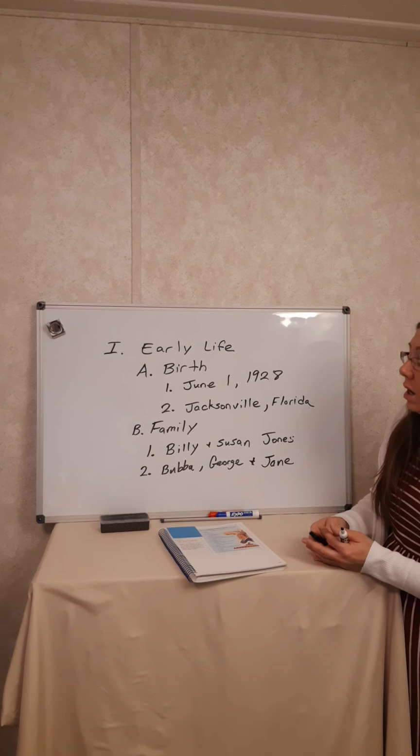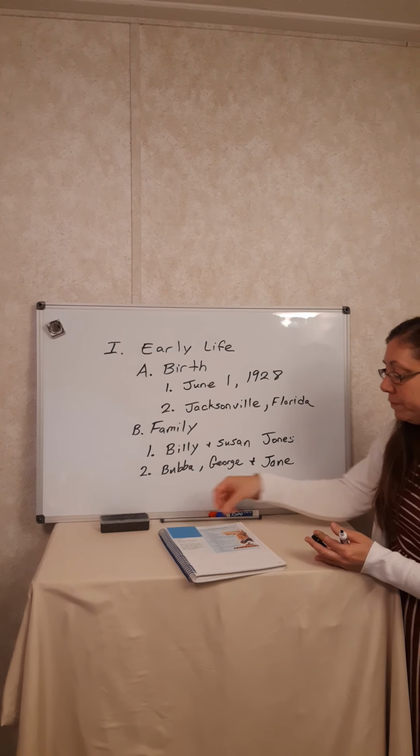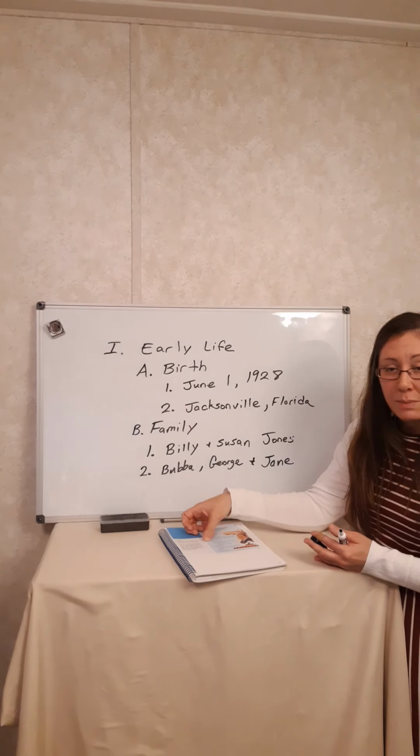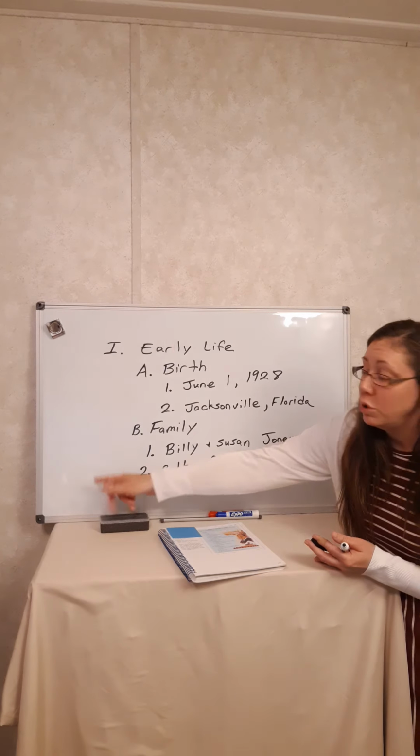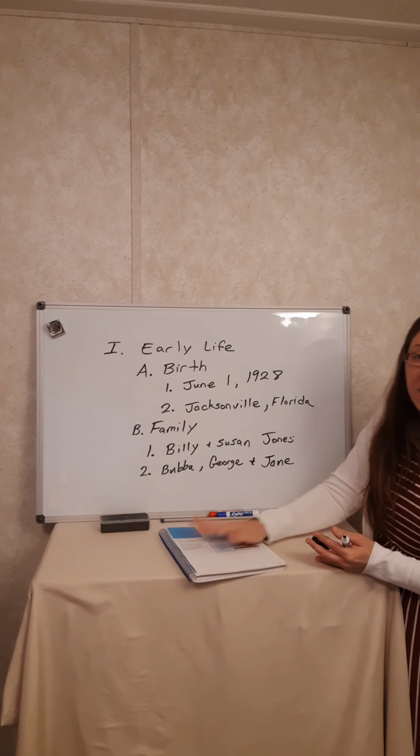Super important. Later you'll get into their achievements, that type of thing. Their achievements, that's Roman numeral 2, and again it'll be lined up under Roman numeral 1. So just make sure everything lines up down the page just like it is on page 229.